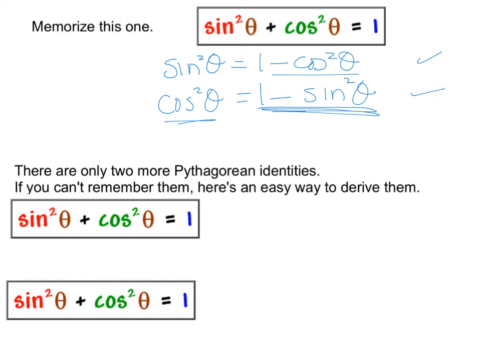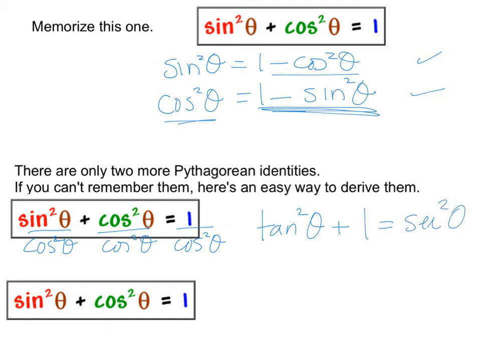All right? Now, there are 2 other Pythagorean identities, and you can either memorize them or you can learn to derive them. So the first one that I'm going to do is I'm going to divide all the way through by cosine squared theta. All the way through, every single term. Cosine squared theta, cosine squared theta. Okay? And so sine over cosine is tangent squared theta, plus cosine over cosine is 1, equals 1 over cosine, which is secant squared theta. And that's another Pythagorean identity. So you can memorize it, or you can remember how to derive it from the one you've memorized.